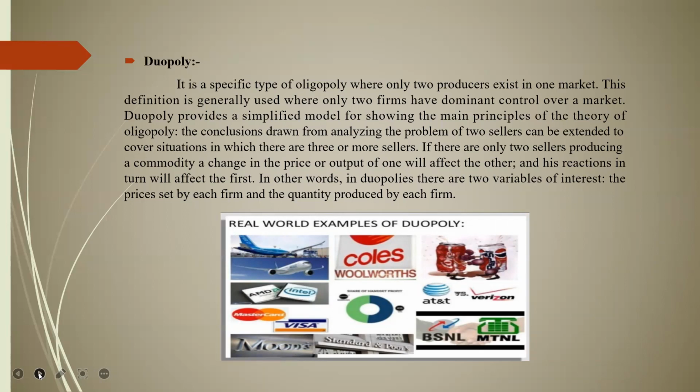The prices set by each firm and the quantity produced by each firm. Generally, duopoly is a market situation in which there are two sellers of commodities such that the actions of each seller have a predictable effect on the other seller also. So these are some real world examples of duopoly.